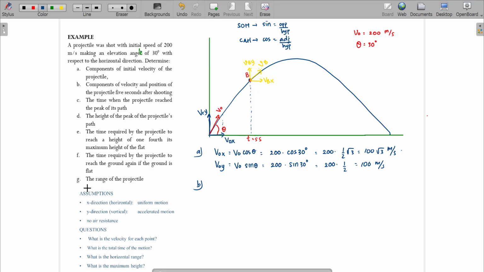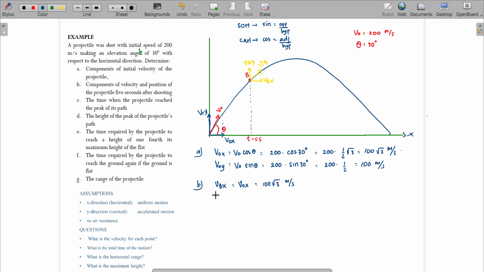Okay, we have assumptions in here. In the x direction, or horizontal, we use uniform motion. So this is uniform motion, because there's no gravity included in this part, meaning the velocity is constant. So VBx in here is like V0x. So the value is 100 root 3 meters per second.